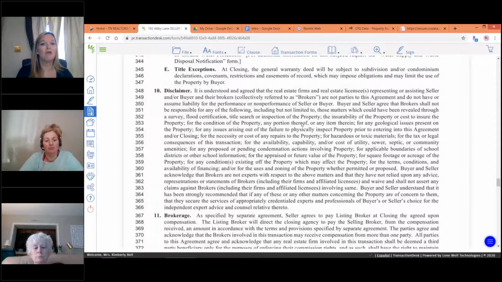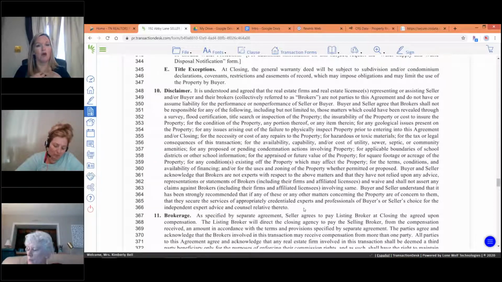So the disclaimer, this is the same disclaimer that we have on the disclaimer paper. It says that we are not held liable, and that includes me as your broker and the company. We have the responsibility to make sure that they can get the survey and the home inspections and insurability and all of that, but ultimately it's the buyer's responsibility. Do you have any questions on that, 348 through 366?